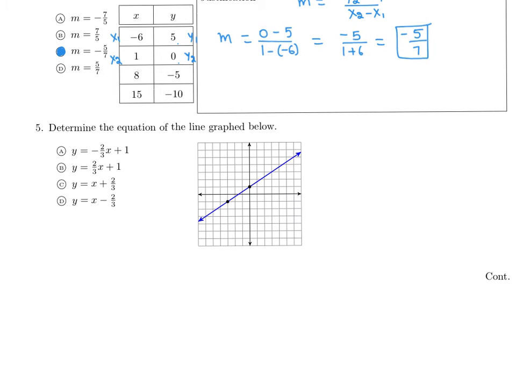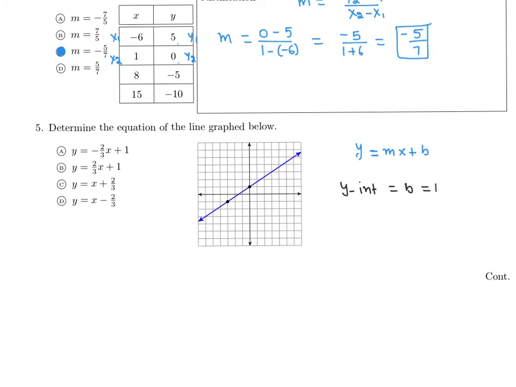For number 5, determine the equation of the line graphed below. When you write the line in equation form, it is going to be mx plus b, where m is your slope and b is your y-intercept. If I'm looking at this graph, then I can see that the y-intercept, or what we call b, is equal to 1.